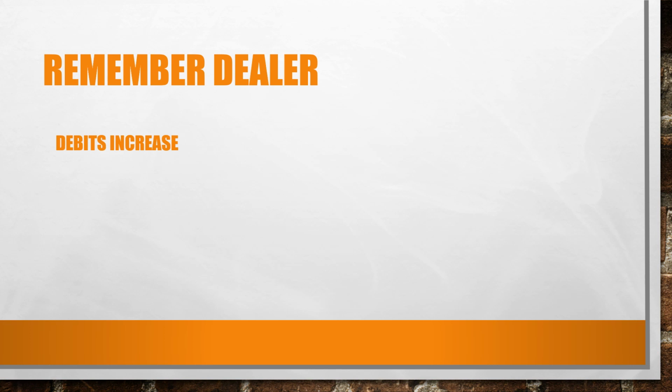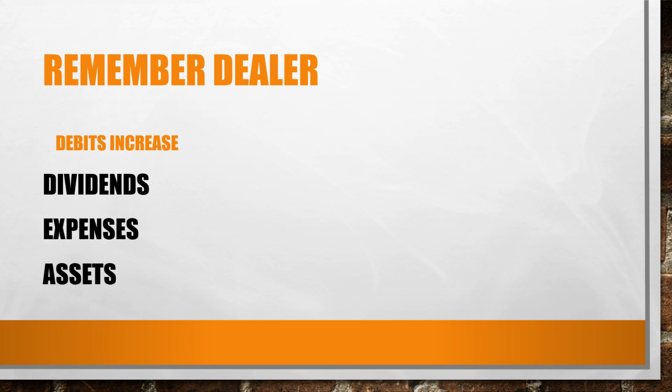These are the main accounts that are used. So you've got dividends, expenses, and assets. See that DEA as the first 3 of dealer. Debits are on the left. The first ones are on the left in that list.